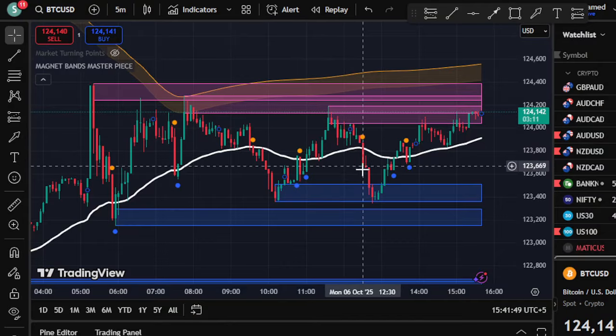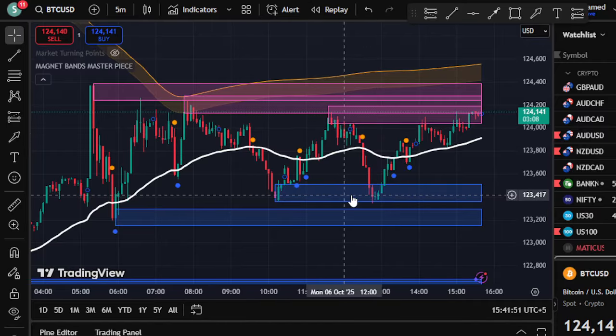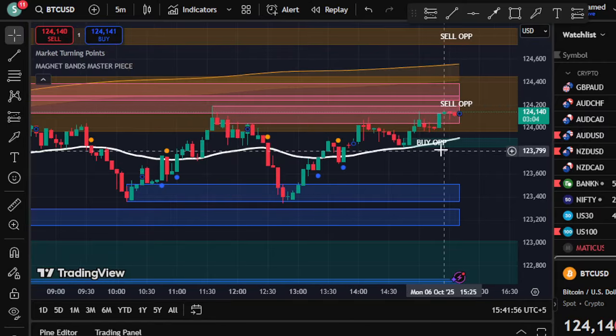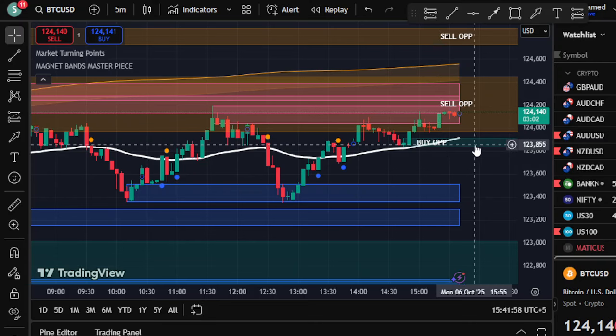For example, again it has taken the u-turn and came down. The blue level was here and you can see the price bounce back. The second confirmation we get is from the market turning points indicator, the buy opportunity. If you just look here, the buy opportunity appeared and now the price is moving up.